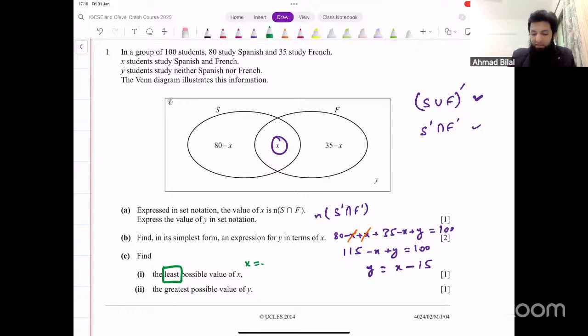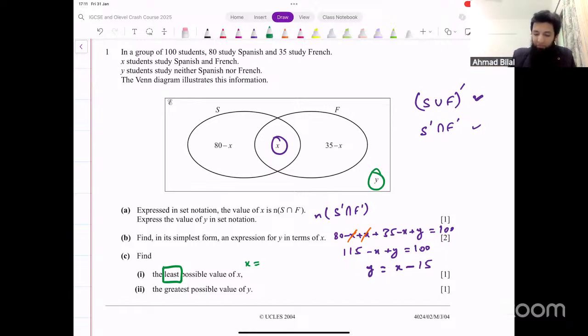Let's say X is 0. Is that possible? Because if X is 0, inputting that here, we would get Y equal to 0 minus 15. That means Y is equal to minus 15. Can this number be negative 15? Negative numbers would not make sense here because Y is representing the number of students who study neither Spanish nor French. We can't have negative 15 students. So X equals 0 is not going to work.